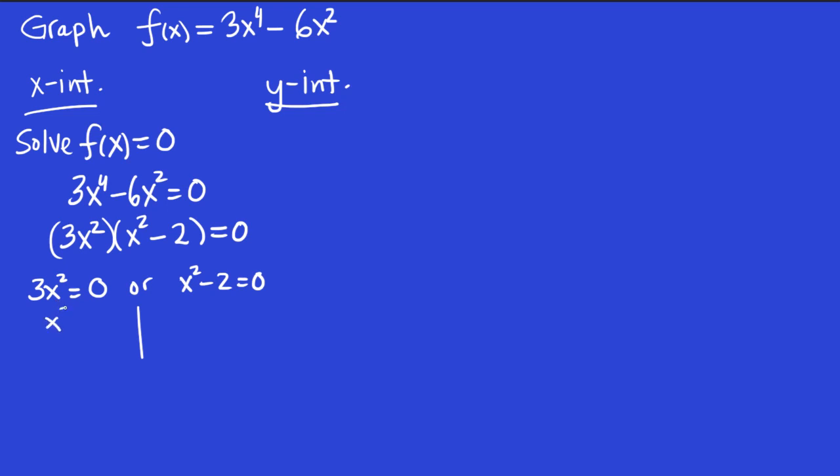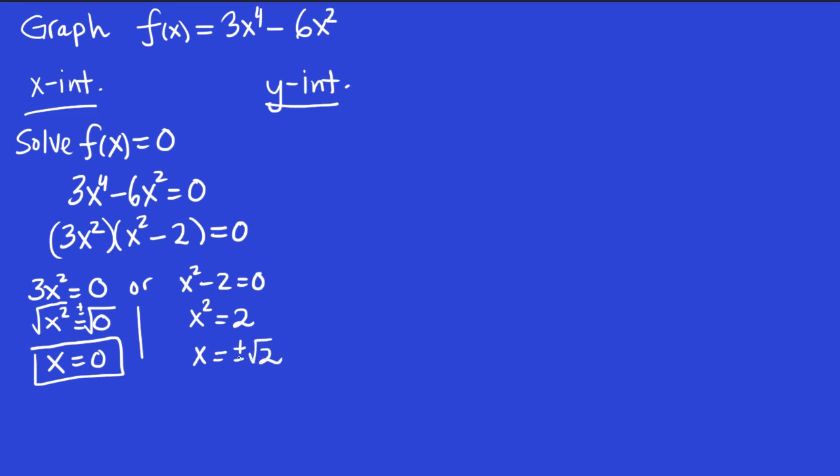If I divide both sides by 3, I get x squared equals 0. And then I take the square root of both sides, and I get x equals 0. So that's one x-intercept. Over here, I get x squared equals 2. And, technically speaking, there is a plus or minus in front of here. But plus or minus 0 is just 0. But over here, it really matters, because when I write it over here, I get x is plus or minus the root of 2.